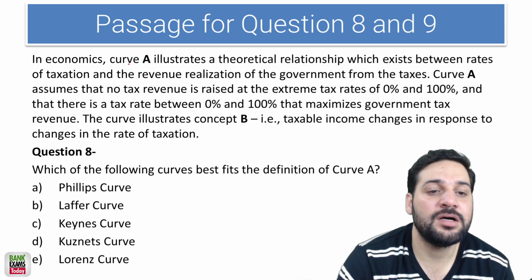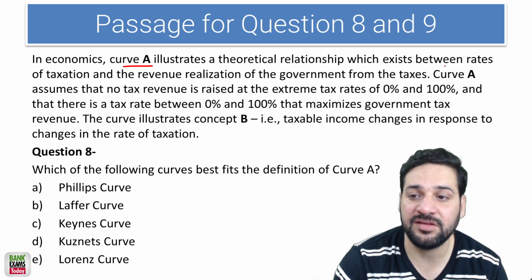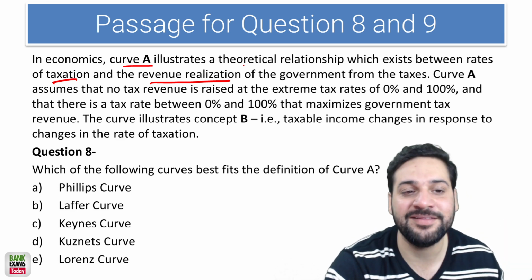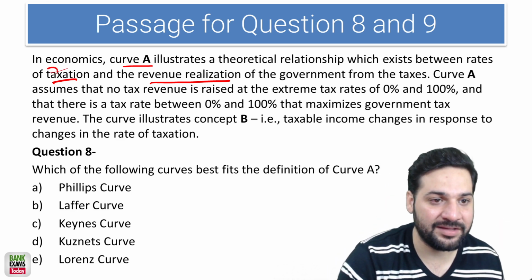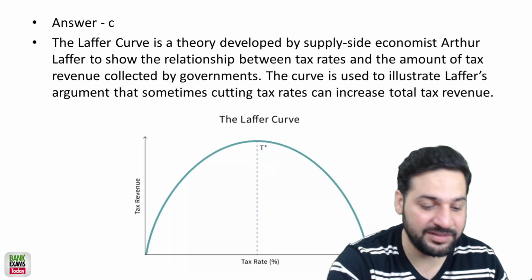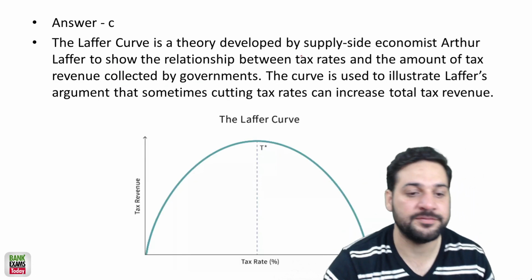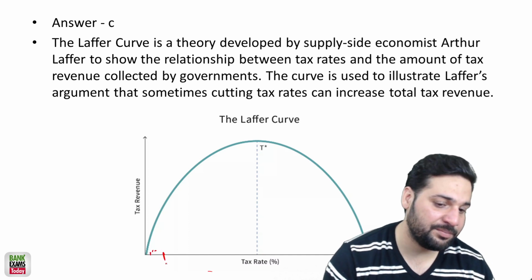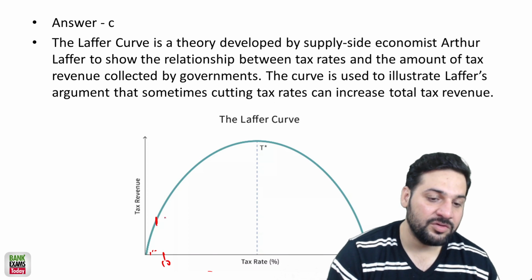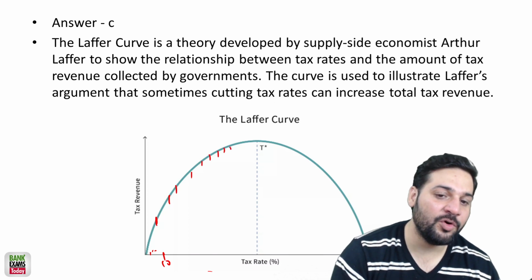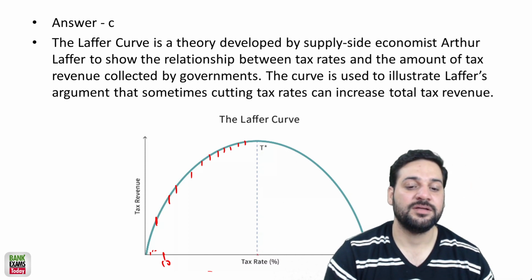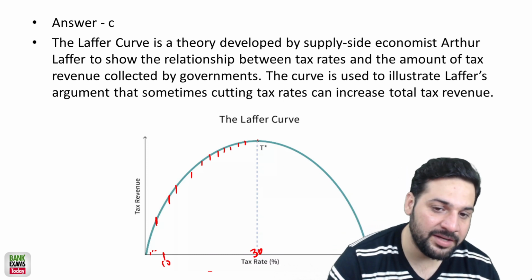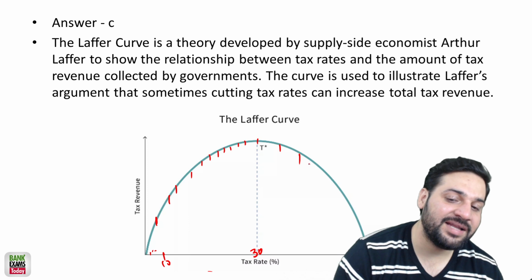In economics, curve A illustrates a theoretical relationship between the rates of taxation and the revenue realization of government. I want to explain this concept, the relationship between taxation and revenue realization. Please give this a close look. This is known as the Laffer curve. See, students, as the tax rate is increasing, let's say at 10%, the government is making this much money. So as the tax rate increases, the government makes more money. But after a point, let's say 30%, once the government makes the tax rate 40%, the tax collection would reduce.